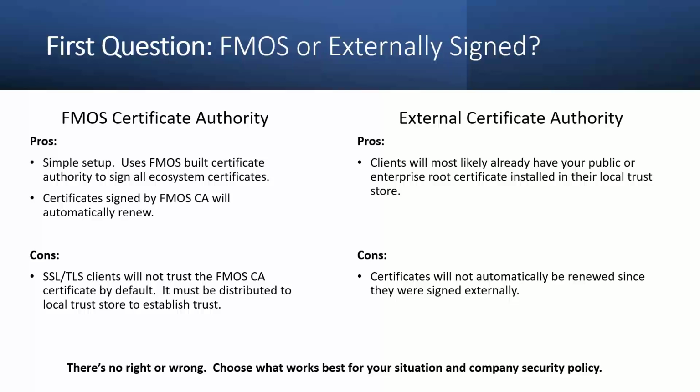The next option would be to use an external certificate authority. An external certificate authority can be a public trusted CA such as DigiCert or an enterprise certificate authority that your organization has set up to sign certificates for your internal sites. The major benefit to using a public or enterprise CA is that clients will already have an established trust with the root certificate. This removes the need to distribute the root CA throughout your environment. The only downside is that certificates signed by an external CA will need to be manually renewed.